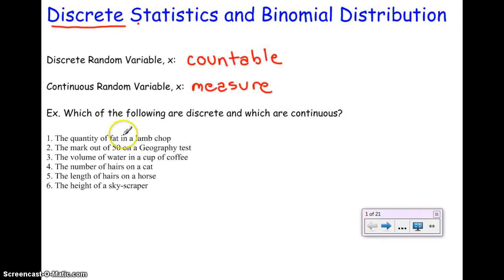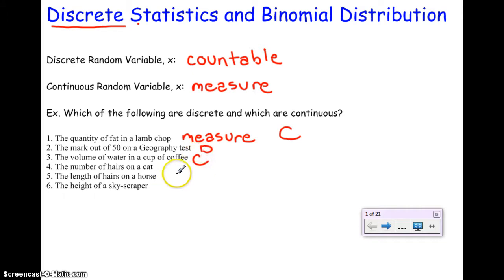So for example, if you take a look at these 6 that are in front of you, the quantity of fat in a lamb chop, that's something that we would have to measure. So that would be continuous, and I'll put a C for continuous. The mark out of 50 on a geography test, so if you could only get whole points on a test and you have 50 total, that would be something that's discrete. I could actually count that. The volume of water in a cup of coffee, something measurable.